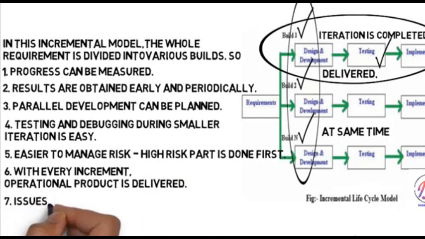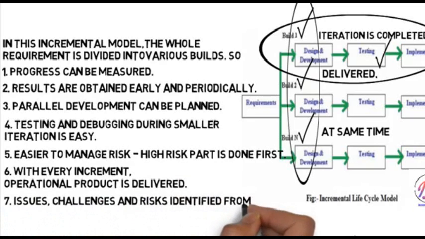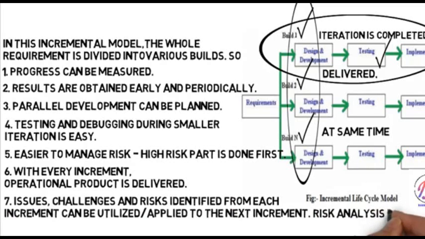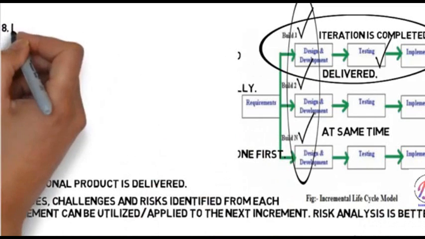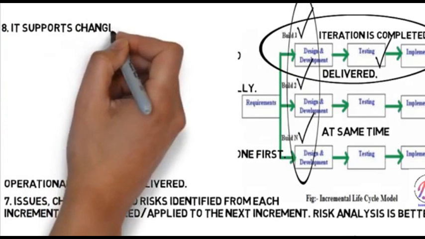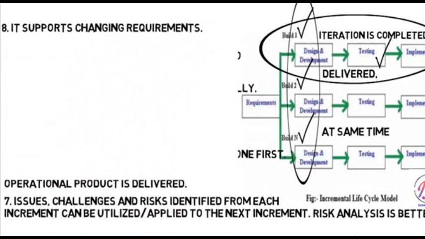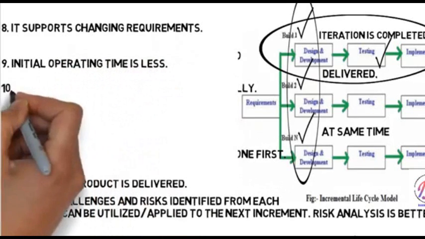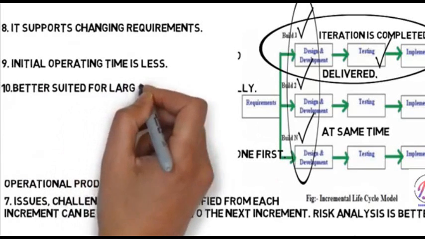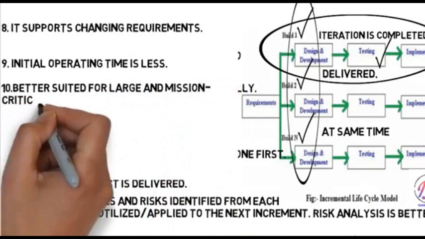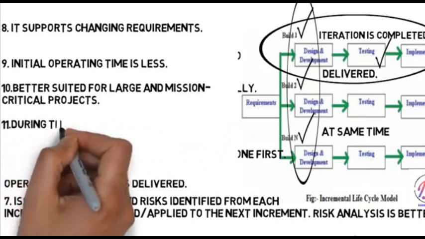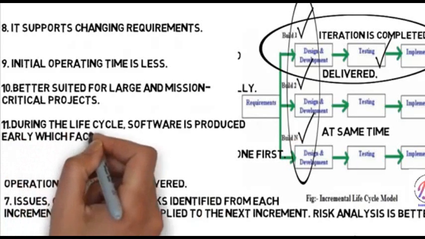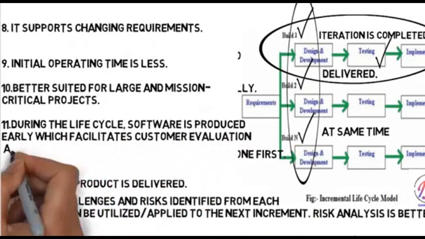Issues, challenges and risks identified from each increment can be utilized or applied to the next increment. Risk analysis is better. It supports changing requirements. When requirements change, the specific build is rebuilt instead of rebuilding the whole software. So it supports changing requirements. Initial operating time is less, and it is better suited for large and mission-critical projects. During the life cycle, software is produced early, which facilitates customer evaluation and feedback.